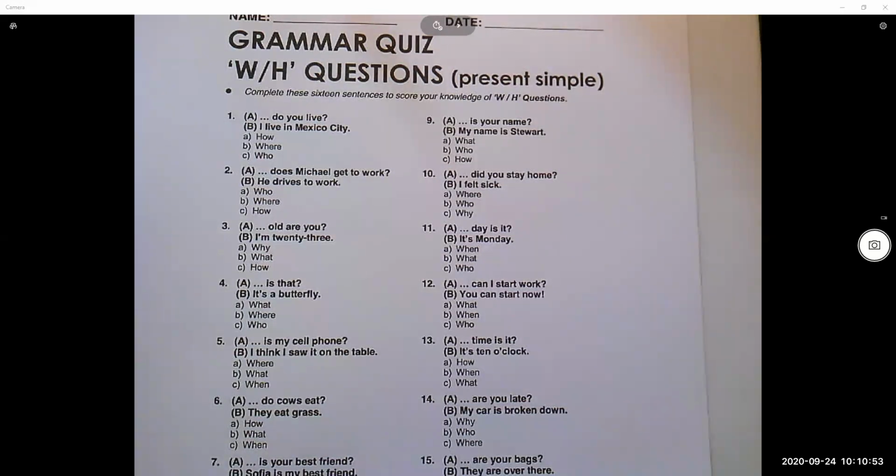So the question says, blank, do you live? We want to fill in that blank. And we have three options for this. We're going to start with the first one. How you can do this with a vocabulary word or completing a sentence is first try to substitute the word in. How do you live? I live in Mexico City. Doesn't really sound appropriate. So I'm going to go ahead and scratch out letter A because now I know it's not letter A.